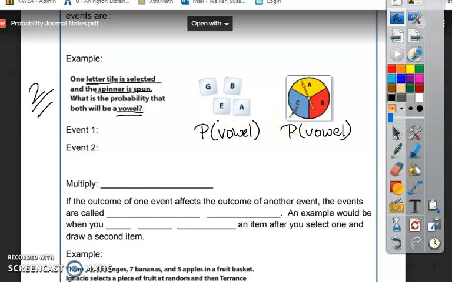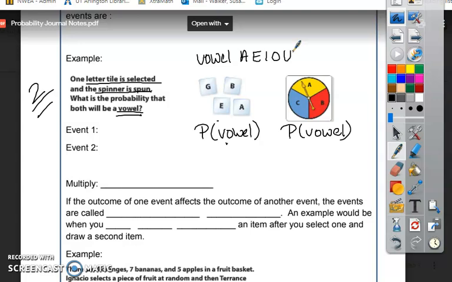Okay? So this is event 1 because it's a letter tile. Okay, I want a vowel. So look here. Remember vowels? A, E, I, O, U. Vowel. Otherwise, we have consonants, which are the other letters. Don't let them get you confused with the Y. They will always let you know if they want it to be that Y.